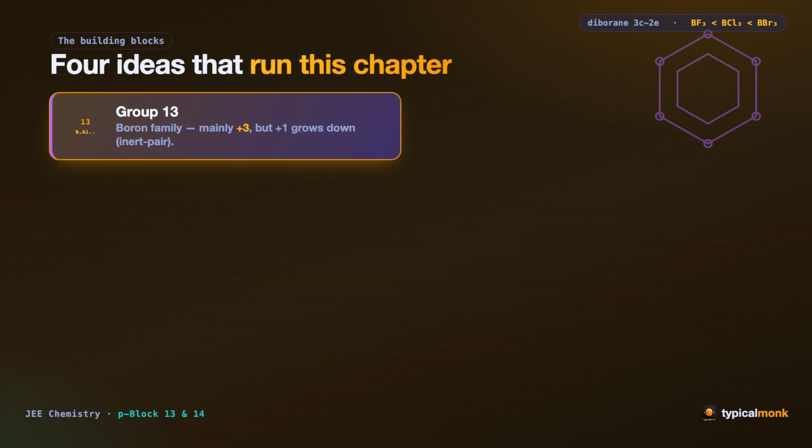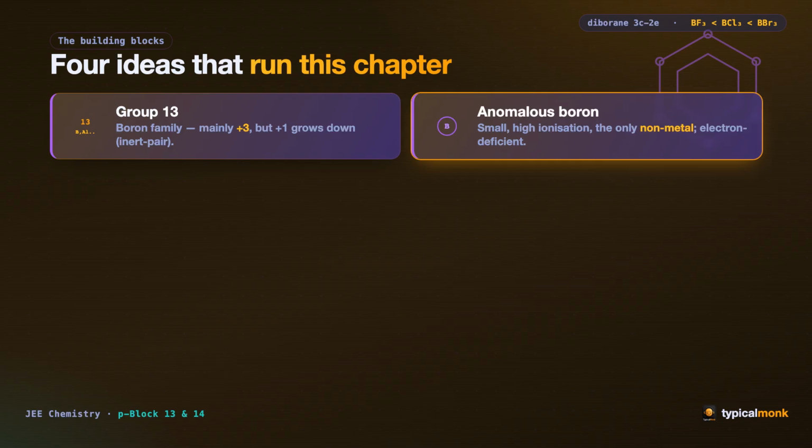Five ideas run this entire chapter. Look at them together first. Group 13, the boron family: boron, aluminium, and their heavier cousins, mainly the +3 state, but +1 grows more stable down the group. The inert-pair effect. Anomalous boron: small, with a high ionization energy, the only non-metal of its group, and it is electron-deficient.